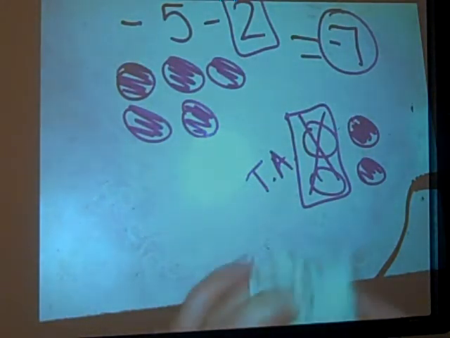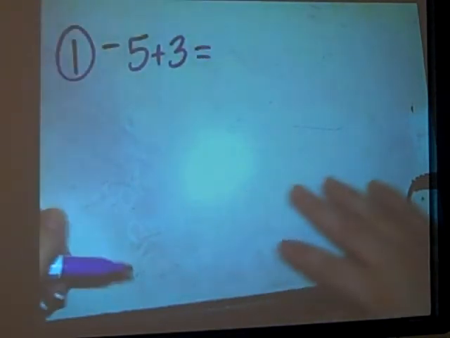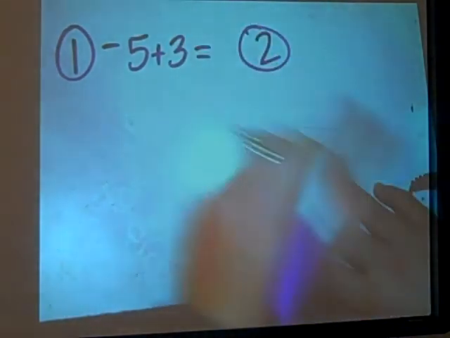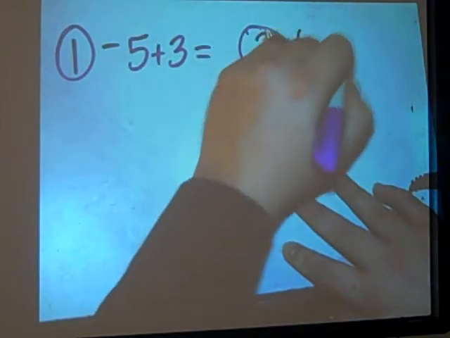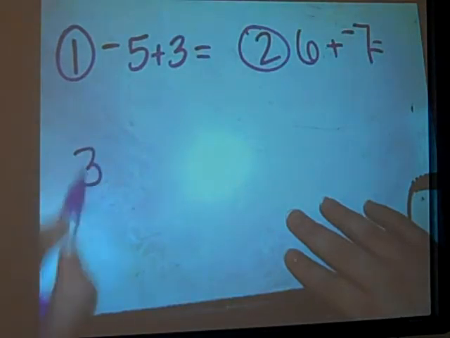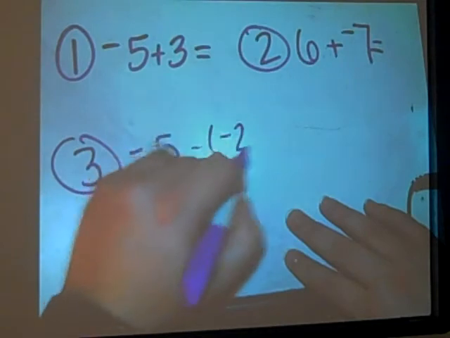So I'm going to put some up here that I'm going to have you complete. Wait till I'm done, and then I'll have you pause the video. I'll tell you when to pause, though. So this will be 1 for you. Let's see, negative 5 plus 3 equals. I also want you to do 6 plus negative 7, and what does that equal?